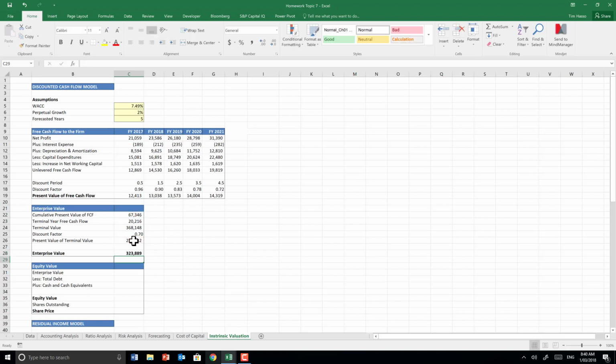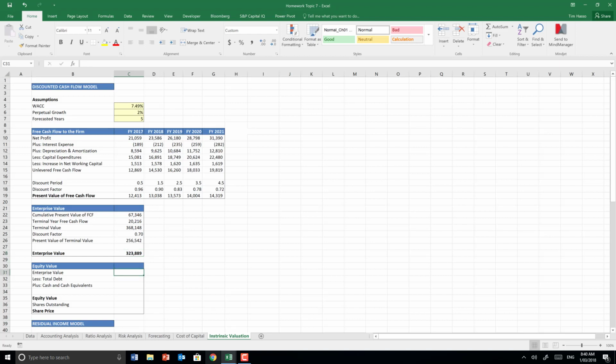So add those two, and it should be 323,889 in this case. So the next step is to calculate the enterprise value, which we've technically already done, but to then get it back to the equity value, because the equity value is what we need in order to figure out what the share price should be based on our valuation.